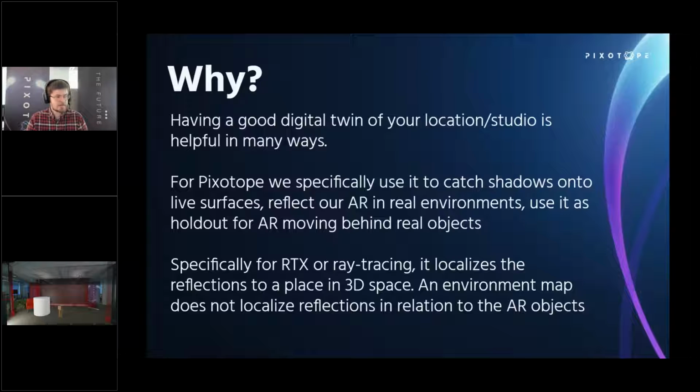Specifically for RTX, it localizes the reflections to a place in 3D space. What this means is that instead of saying, here's my 360 sphere, and in that direction there's going to be a strong light source, now that light source exists in 3D space, and as our AR moves closer to this light source, the reflection from that light source becomes bigger and bigger instead of staying the same size. Because an environment map is just an infinitely huge 360 sphere around the graphics, which means that things don't change scale or size no matter how you move your graphics around.